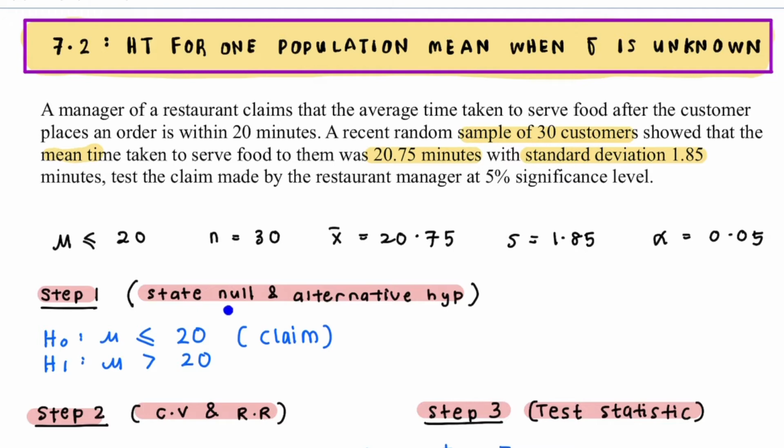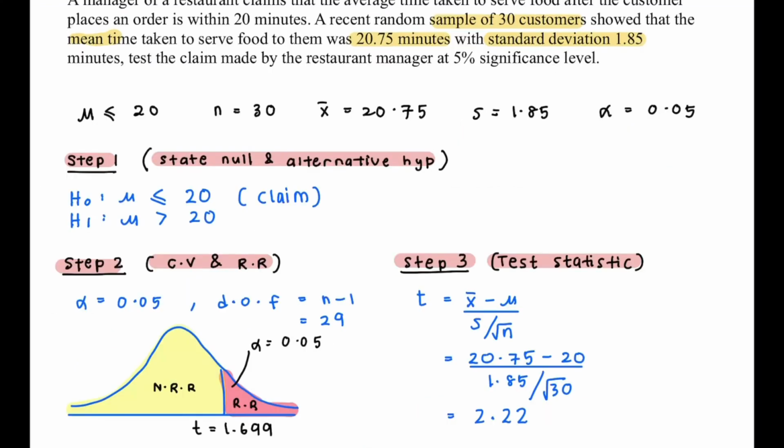Okay, step number 1, stating the null and alternative hypothesis. So what is the claim made by the manager? The claim is time taken to serve food within 20 minutes. So within 20 minutes, the symbol is less than or equal to 20. So you have the equality here. That's why your claim is the null hypothesis. So your null will be H0: mu is less than or equal to 20. Then the alternative is the contradicting statement, which is mu is more than 20. So make sure you have the correct step 1 here.